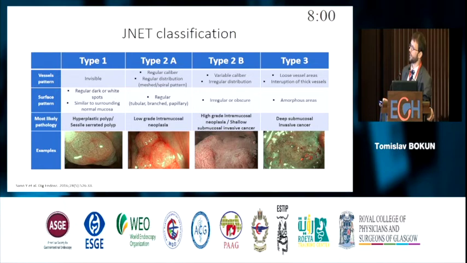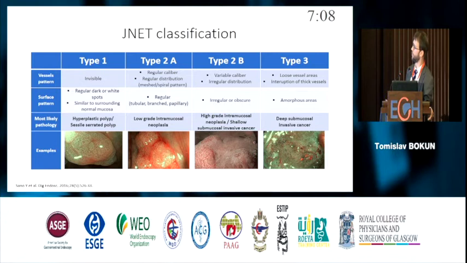In type 2A, there is a regular caliber and regular distribution of vessels, and there is a regular surface pattern which could be tubular, branched, or papillary, and these are low-grade intramucosal neoplasia, whereas in type 2B, there is a variable caliber of the vessels and irregular distribution, and there is an irregular or obscure surface pattern, and this corresponds to high-grade intramucosal neoplasia and shallow submucosal invasive cancer, but they didn't need this distinction because they can sometimes try to remove it by ESD and then get the perfect biopsy specimen to analyze and to decide how to manage this patient afterwards.